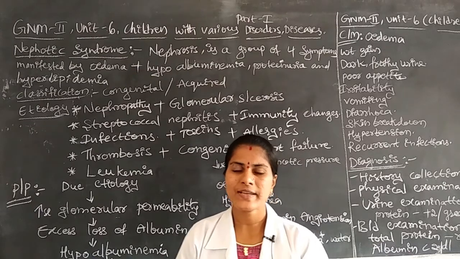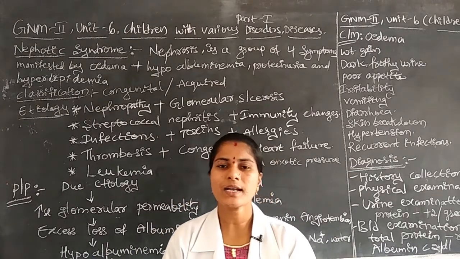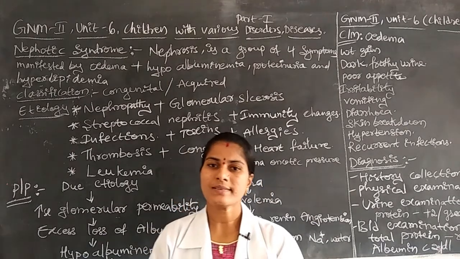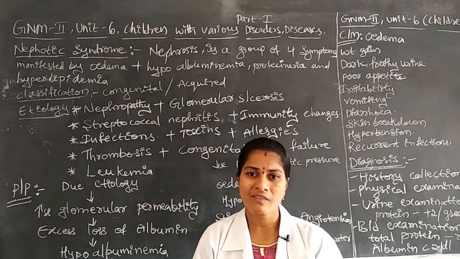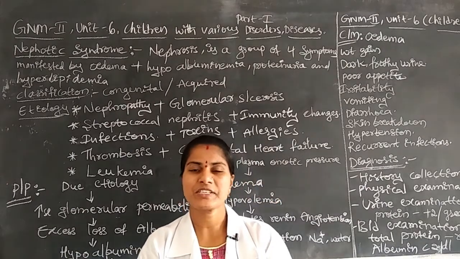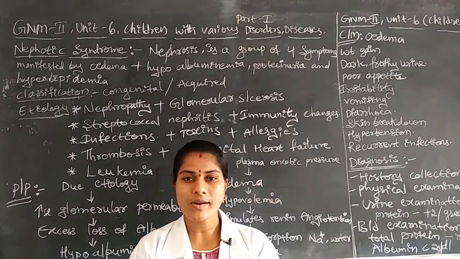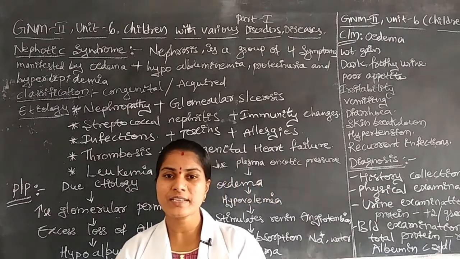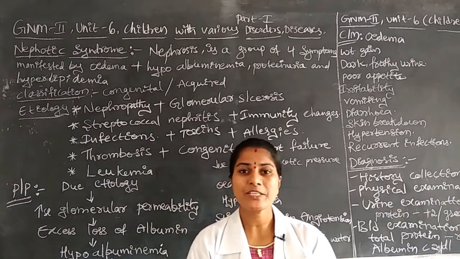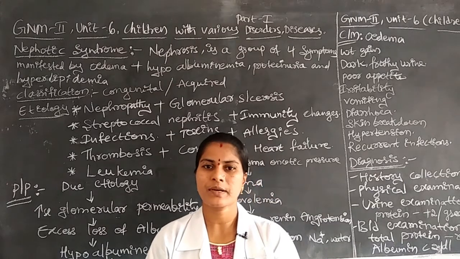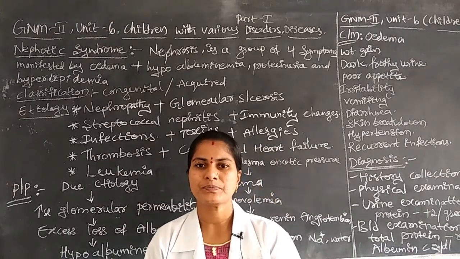Okay, these are the classifications. First one is primary, second is secondary. Primary is caused by congenital factors, by birth. Secondary is caused by acquired causes or acquired infections. If any infection, alteration, deficiency or disease is there in the body parts, the disease may spread from one part to another part. Okay, this is regarding the classification of nephrotic syndrome.